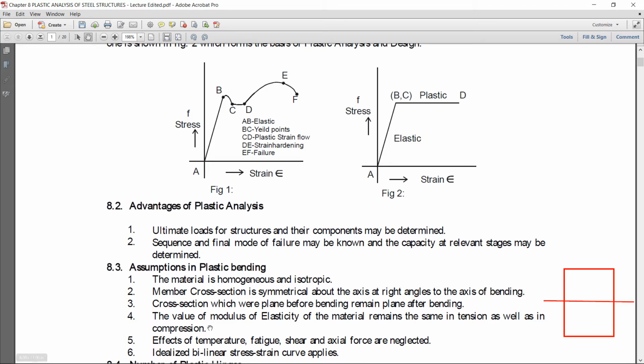Fourth, the value of modulus of elasticity of the material remains the same in tension as well as in compression. When we see the bending stress profile, the modulus of elasticity will remain the same in the tension region and in the compression region. Fifth, effects of temperature, fatigue, shear, and axial force are neglected in the plastic analysis. Sixth, the idealized bilinear stress strain curve, the elastic plastic curve, will be applied.